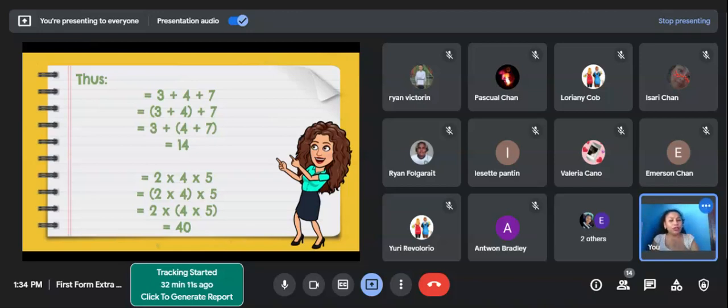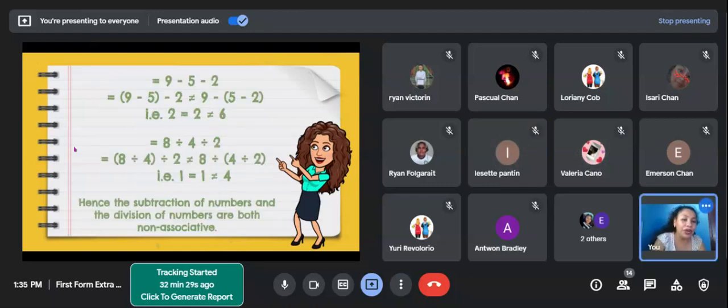And the same thing for multiplication. I have 2 times 4 times 5. If I group the 2 and the 4 and then times the 5, it is the same thing if I group the 4 and the 5 and then times 2. They will all give me the same answer. Any questions?